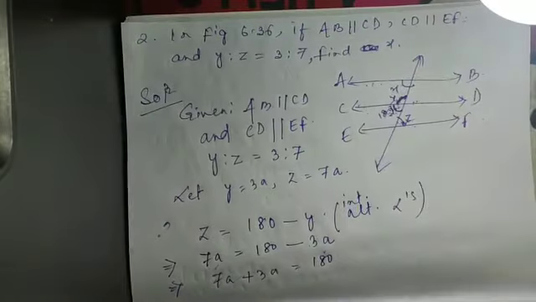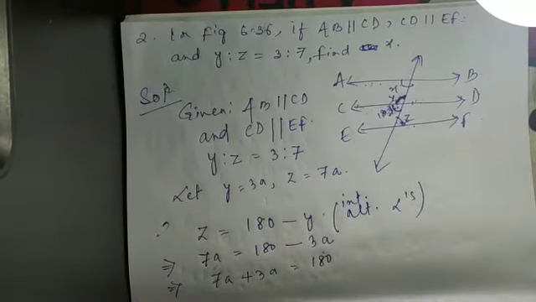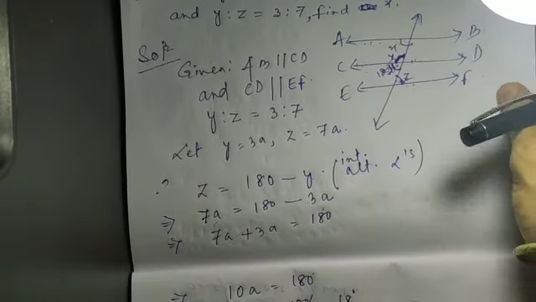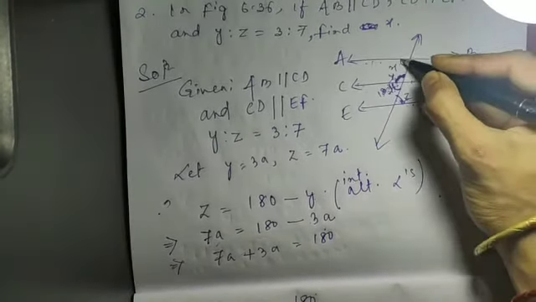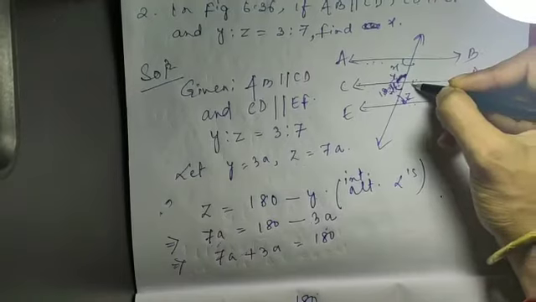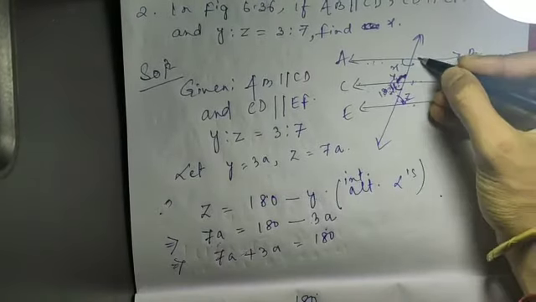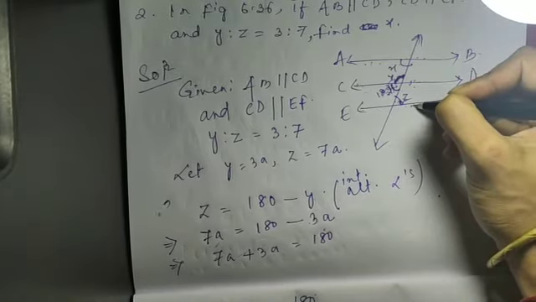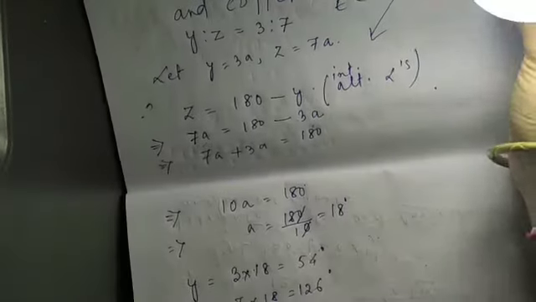Now, we have to find out the value of what? We have to find out the value of X. Y and Z we got, but we have to find out the value of X that is asked in the question. So, see here, this X. AB is parallel to CD. CD is parallel to EF, given. AB parallel to CD, CD parallel to EF. That means AB is parallel to EF. Yes or no?